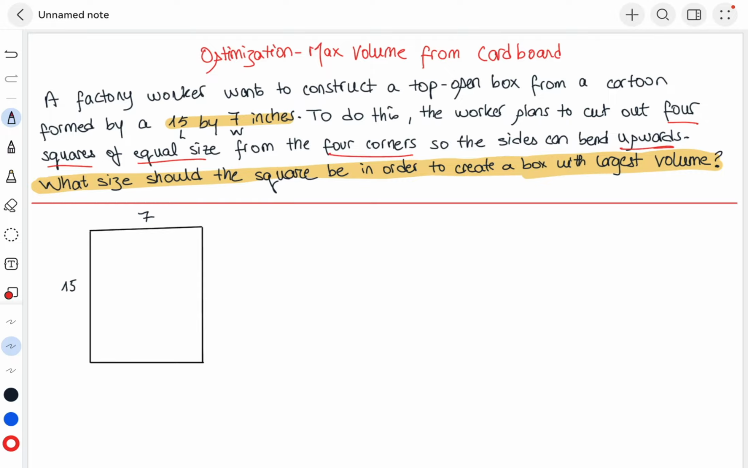So here, since we're looking for the largest volume, this means optimization. And largest means we need to find the maximum. And to find the maximum, we need to find the first derivative. So maximum means first derivative.